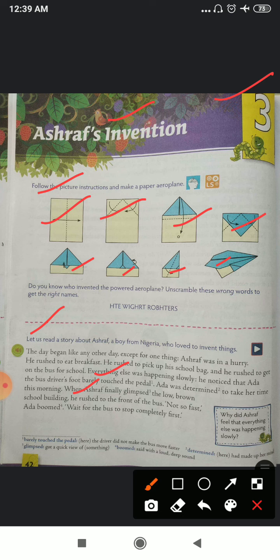"Not so fast," Ada boomed. "Wait for the bus to stop completely first."